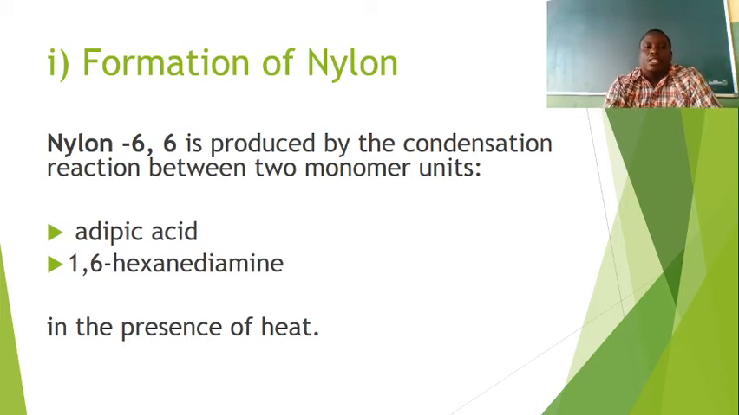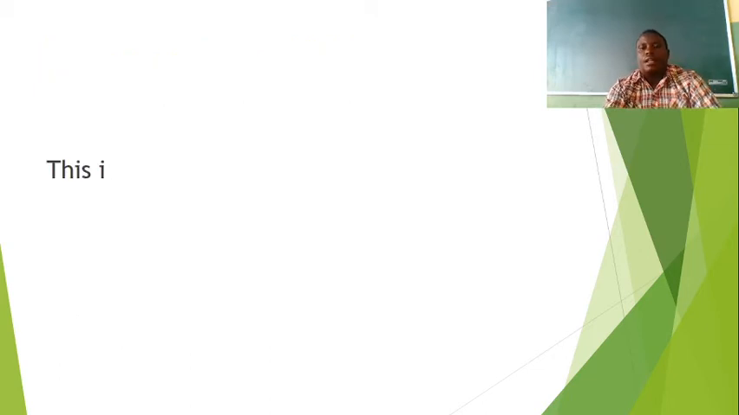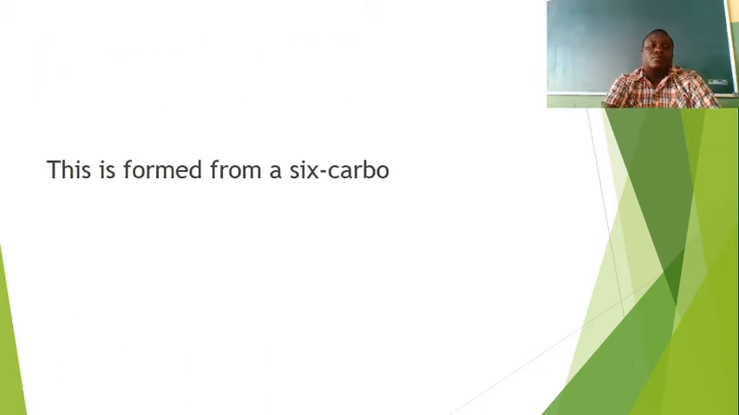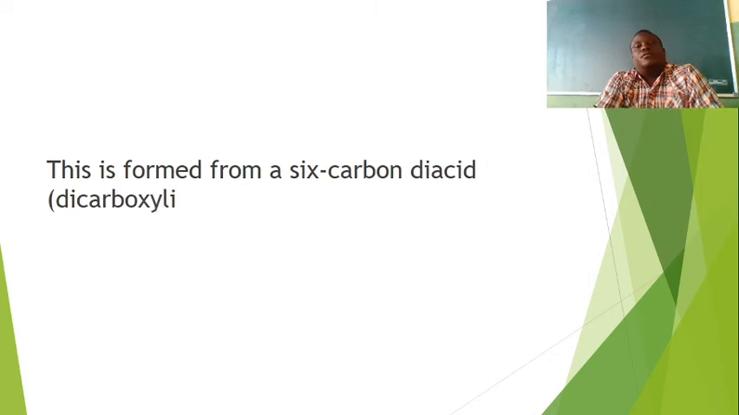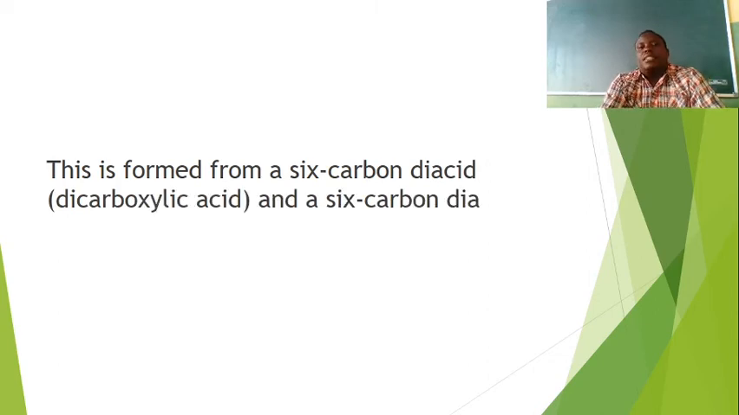This means that in order to break a bond and to bind another bond to create this amide bond, we will also need what? The presence of heat. So let us move on. This is formed from a 6-carbon diacid. The acid means the carboxylic acid, and a 6-carbon diamine.